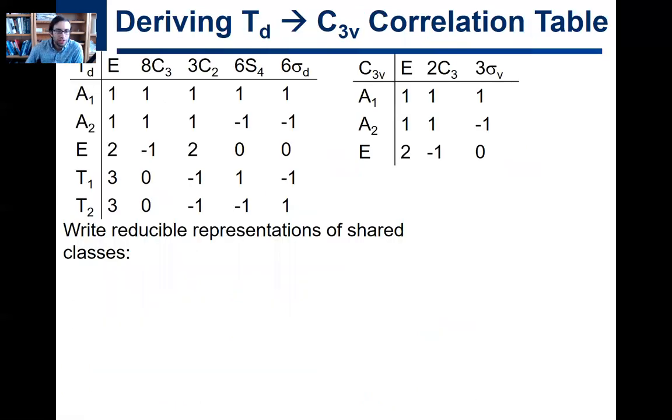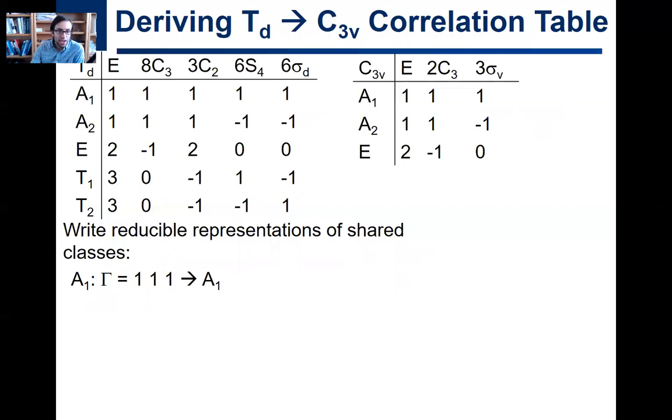So what you can do is derive what's called a correlation table. It tells you how an irreducible representation in a higher symmetry will transform down in a subgroup. Okay, so let's derive the correlation for Td going down to C3v. We're descending in symmetry.